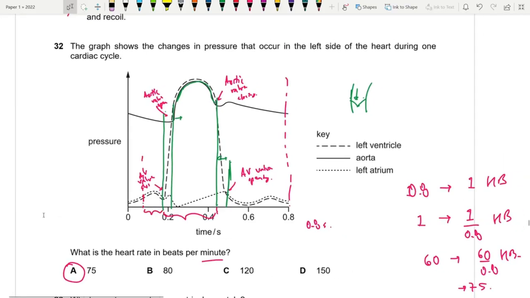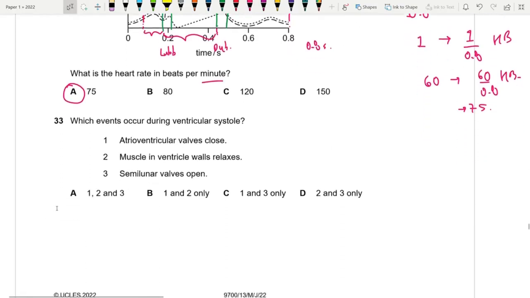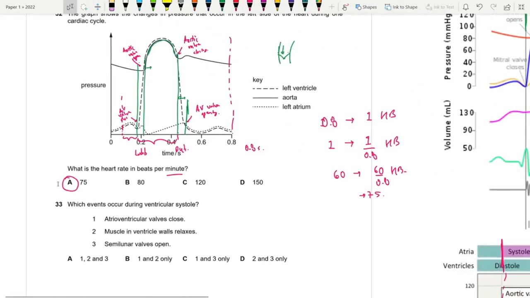Okay, get it? This is the lub, this is the dub over here. Dub. Okay, sorry, 3. I hope that's clear. The one who wanted explanation. Sorry.